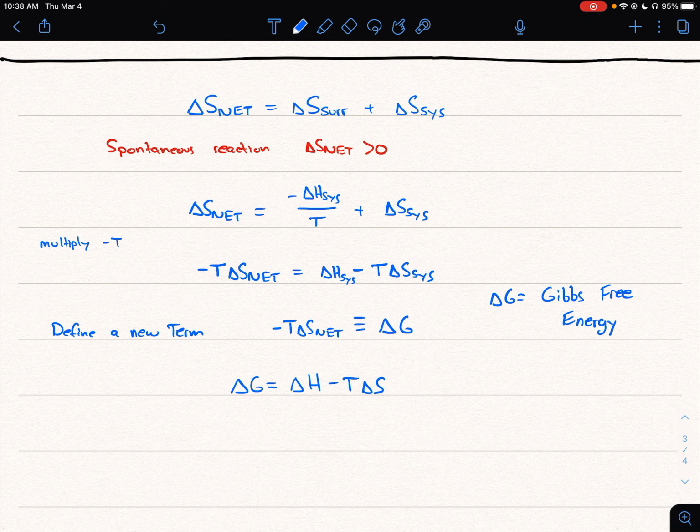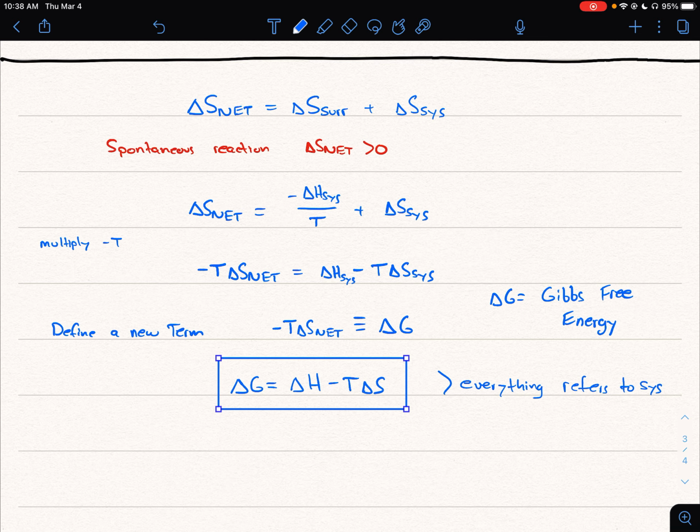And in this equation, everything refers to the system. So I dropped the subscript sys from these, because now we have an equation where everything is of the system. This equation, delta G equals delta H minus T delta S, is probably the single most important equation that you will see in general chemistry. This is our criteria of spontaneity.